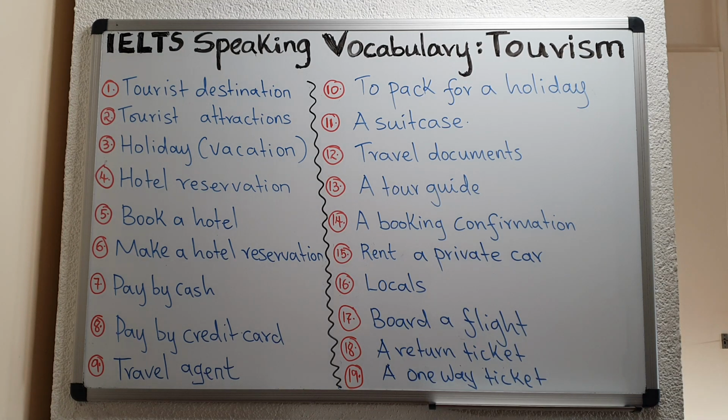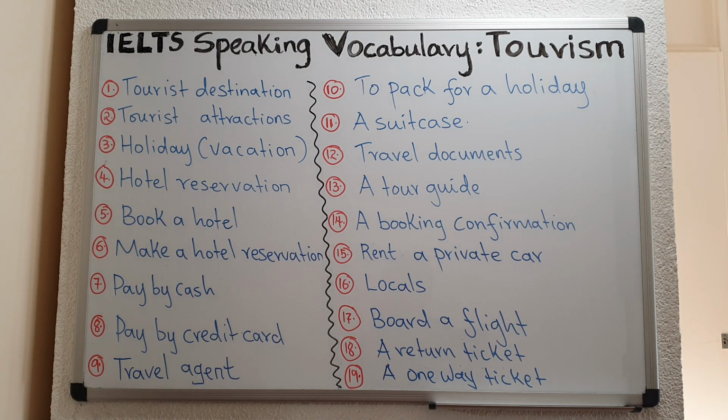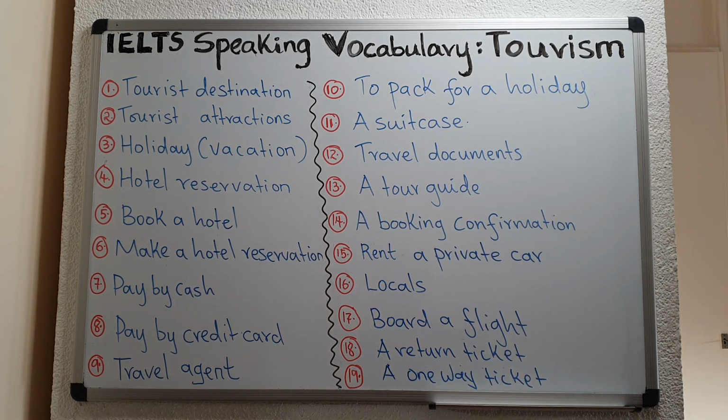Now, number 7, pay by cash. When you make a hotel reservation, you will be asked how you want to pay. Do you want to pay by cash? Meaning you pay with money. You pay with notes. You pay with the currency that you have. You pay by cash.